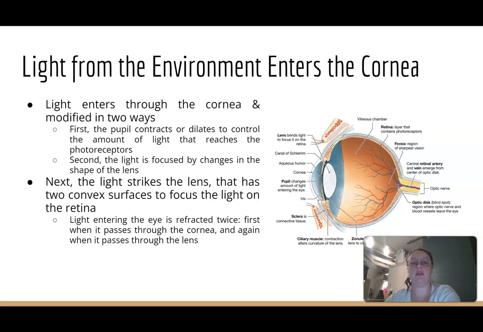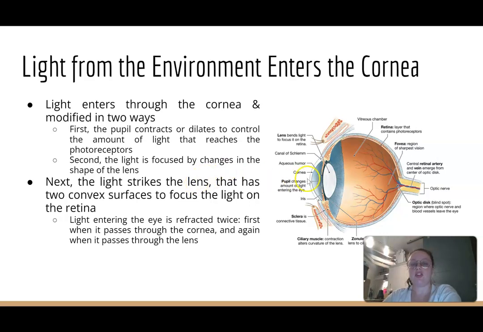Next, this is the first step in the vision pathway. Light enters through the cornea. That would be this white layer right here. And it is modified in 2 ways. First, the pupil contracts or dilates to control the amount of light that enters and reaches the photoreceptors. And second, the light is focused by changes in the shape of the lens. What this means is that it refracts.